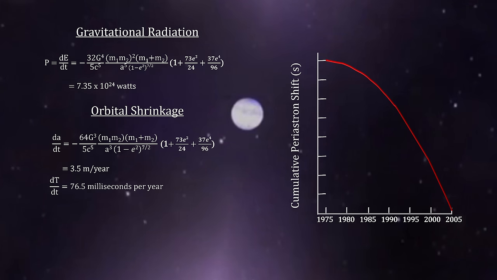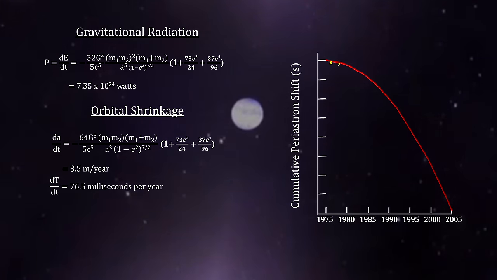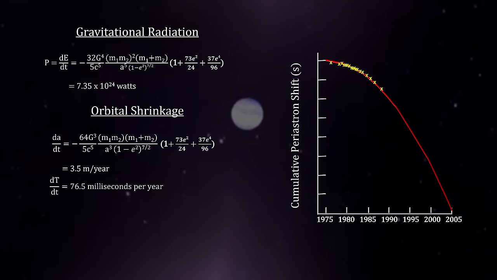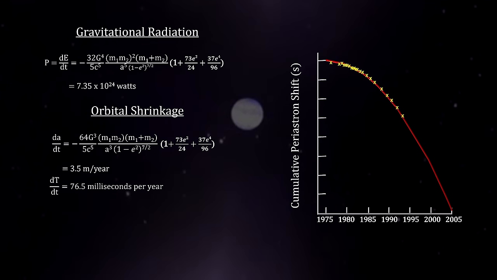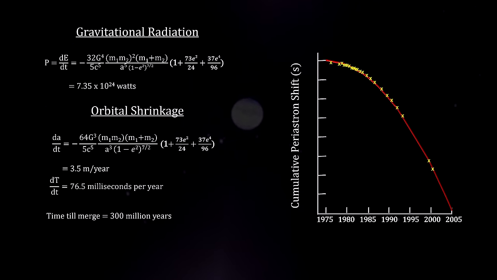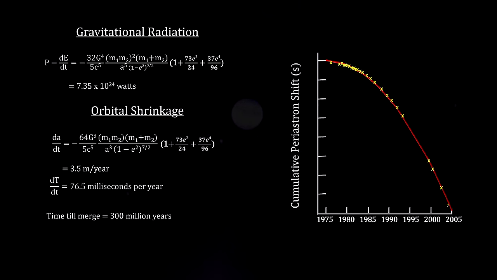Hulse, Taylor, and others have studied this binary system for 40 years now. This graph records their measurements. We see that the measurements fit the theory perfectly. This gave scientists confidence that Einstein's gravitational waves do indeed exist.